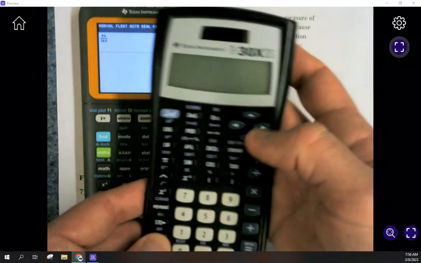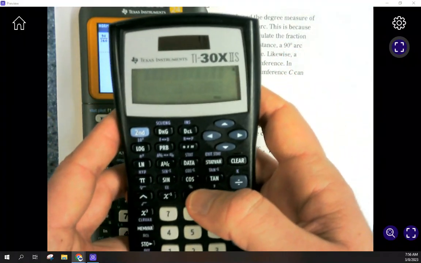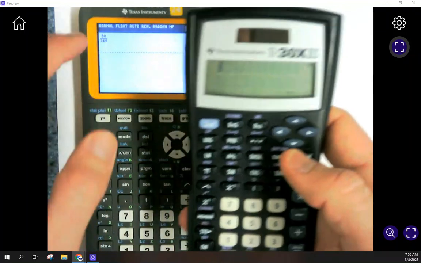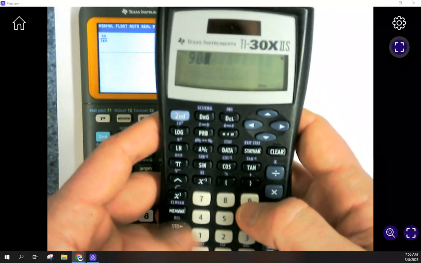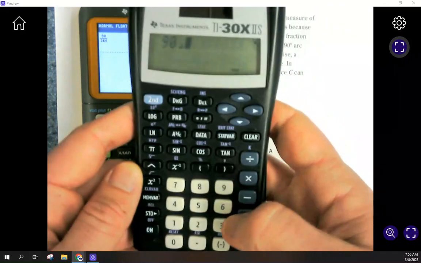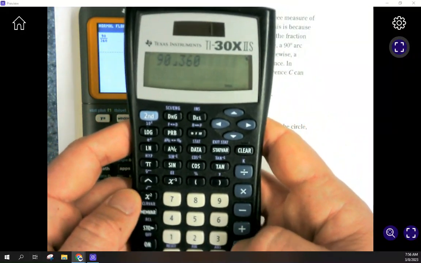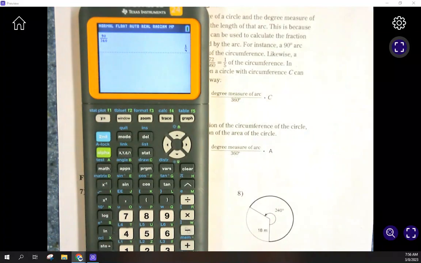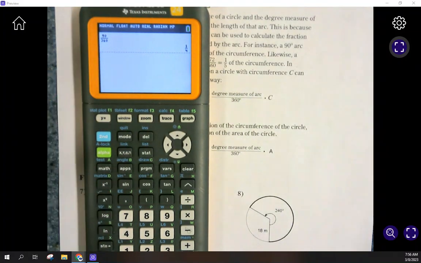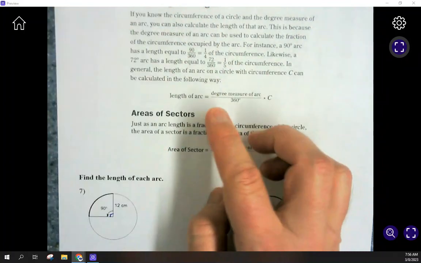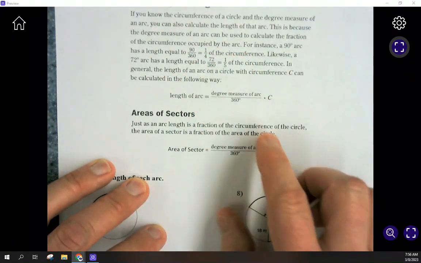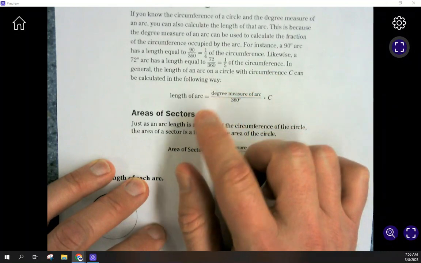So if you were working with one of these calculators, you would hit the ABC button to create the fraction in the middle. So you actually hit 90 first. Then you hit the ABC button, 360, hit enter, and there's your 1/4 as well. So it will work on these calculators as well as these. All right, so once you've got that fraction of the circumference, you would just multiply it by the circumference, and then you end up with the length of just that arc.